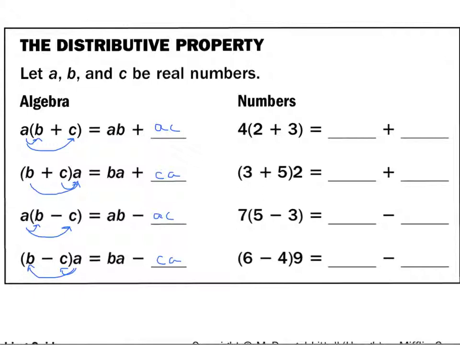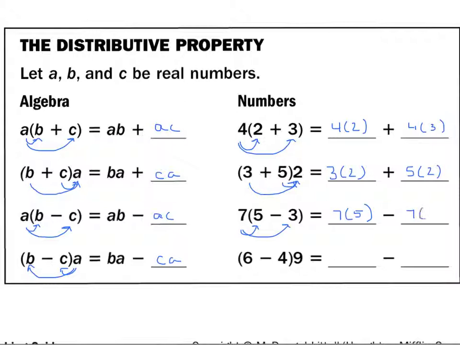With numbers, this is 4 times 2 plus 4 times 3. 3 times 2 plus 5 times 2. 7 times 5 minus 7 times 3. Or 9 times 6, or 6 times 9, minus 4 times 9.